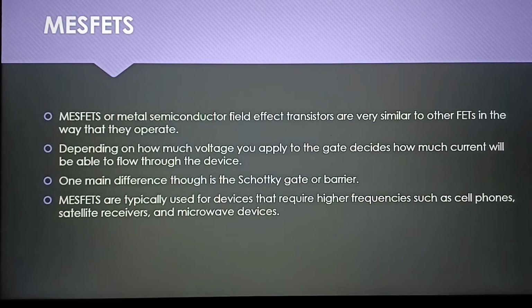MESFETs, or metal semiconductor field effect transistors, are very similar to the other FETs in the way that they operate, such as depending on the amount of gate voltage you put into the device, that sets how much current is able to flow through the device. One main difference, though, is the Schottky gate barrier, which will be explained more in depth in the next slide. MESFETs are typically used for higher frequency devices, such as cell phones, satellite receivers, and microwave devices.